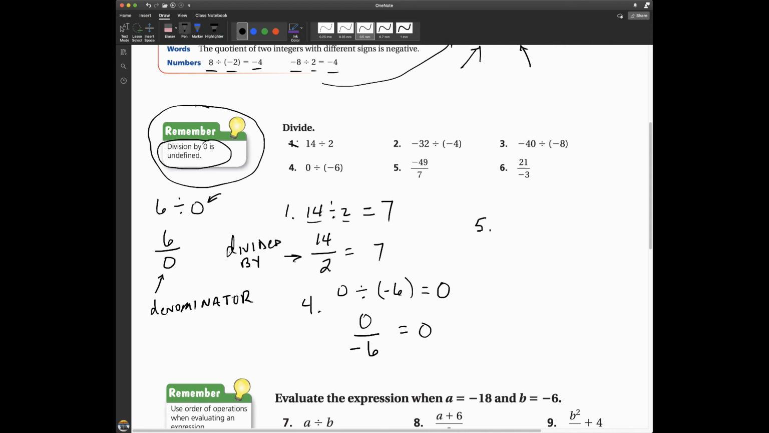Okay, so I worked out 1, 4, and 5, and then in a moment, you're going to pause the video and work out 2, 3, and 6. So here I have -49 over 7, or -49 divided by 7. Those two numbers, one's negative, one's positive, so my answer will be negative. I take care of that sign, and then I go ahead and do the math. 49 divided by 7 is 7.